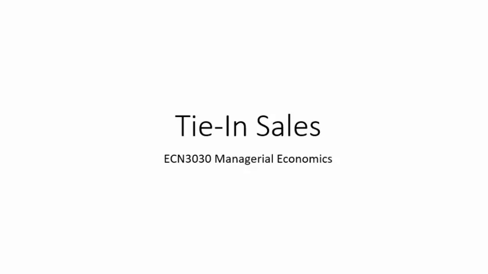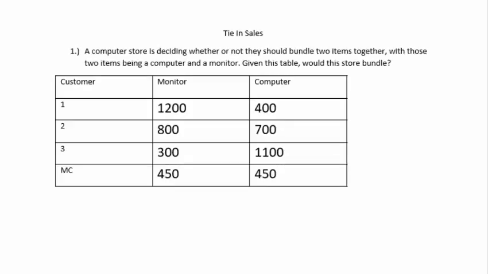In this video, we will be discussing tie-in sales and how a firm decides whether or not to bundle two products together. So here we have a problem where a computer store is deciding whether or not they should bundle two items together, and those two items are a computer and a monitor. And given this table, they want to know if they would bundle these two items together or not.